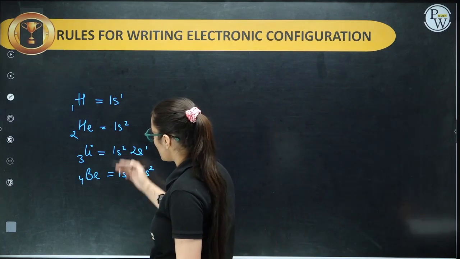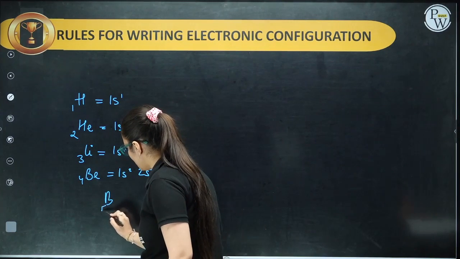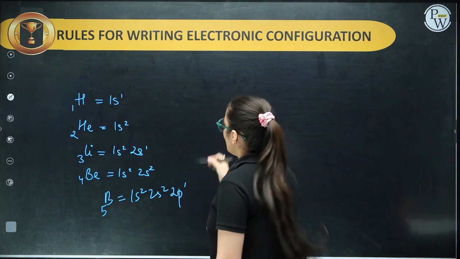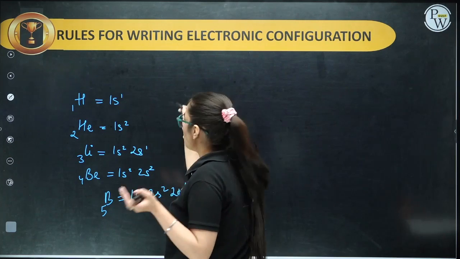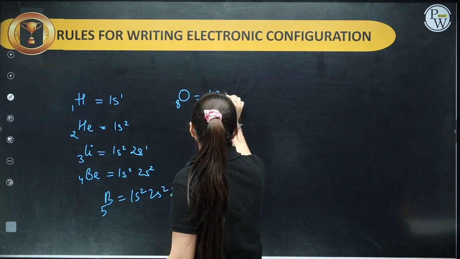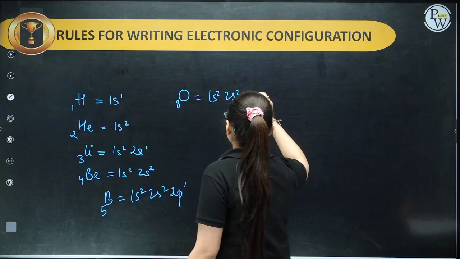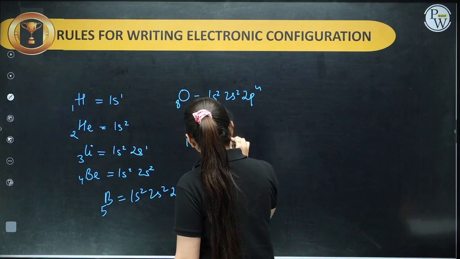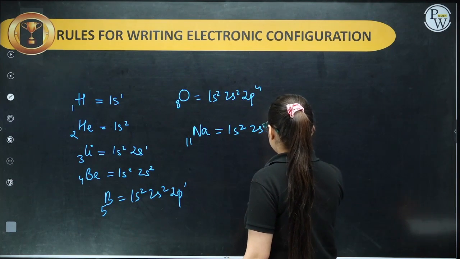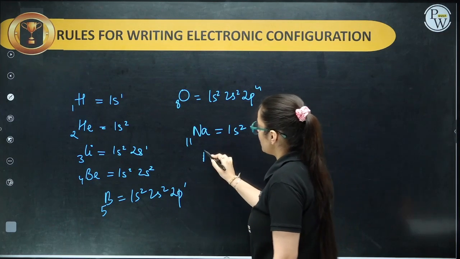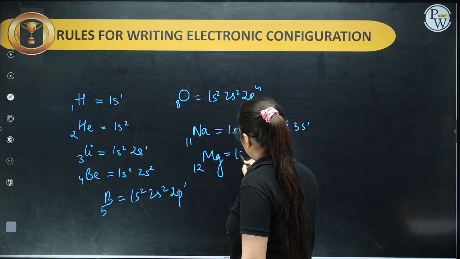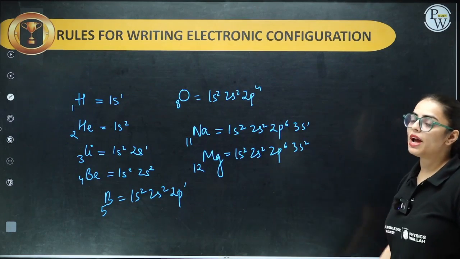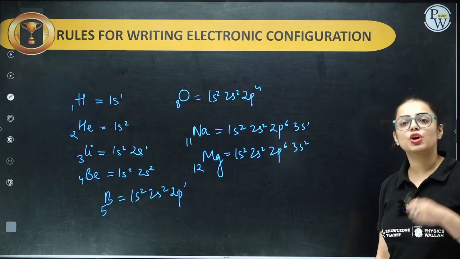Right? Now see students, boron, atomic number 5, 1s2, 2s2, 2p1. Now carbon, nitrogen I already told you. Oxygen, let us write 8. It's 1s2, 2s2, 2p4 basically, right? Let us write of sodium, atomic number 11. So it is 1s2, 2s2, 2p6, 3s1. Let us write of magnesium. It is going to be what? 1s2, 2s2, 2p6, 3s2. So how do I know after 2s, 2p will come? According to the Aufbau principle, according to the n plus l rule.